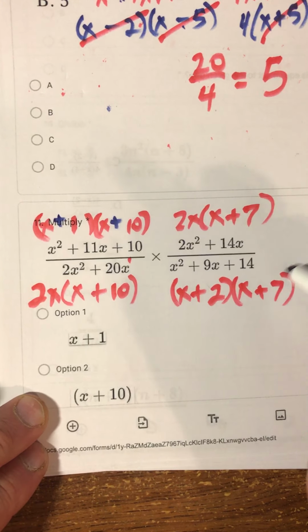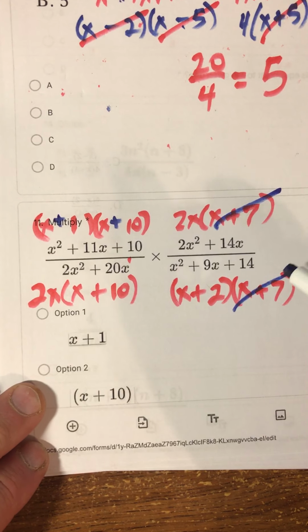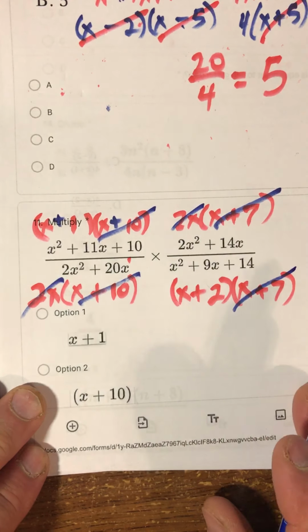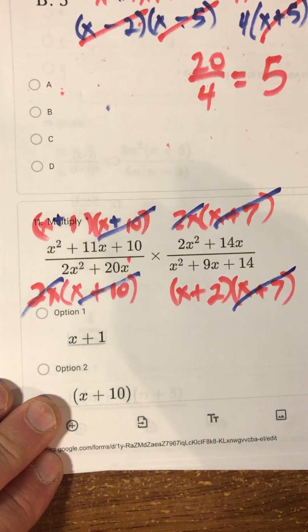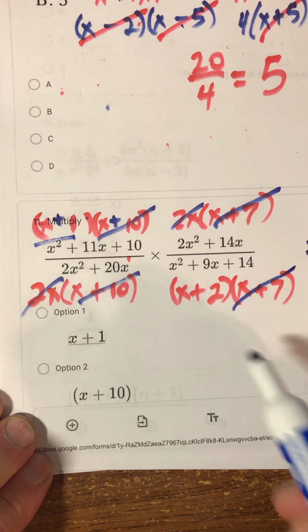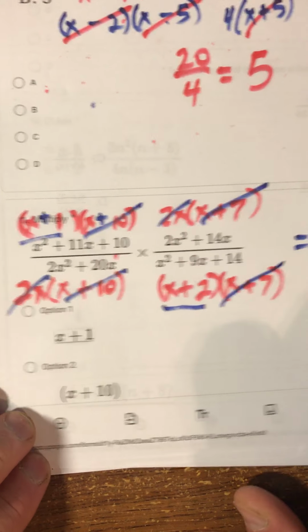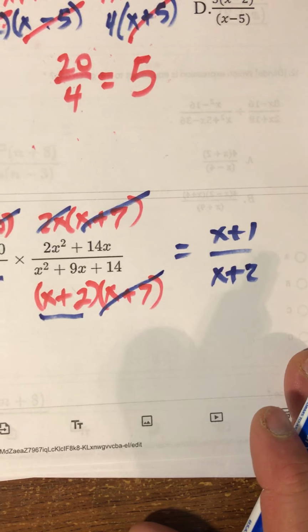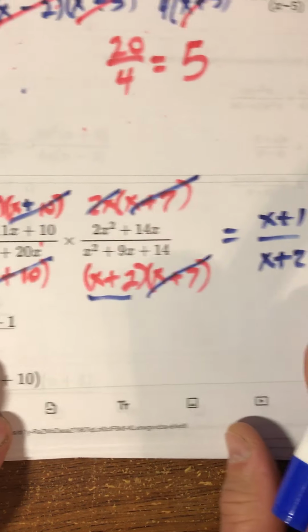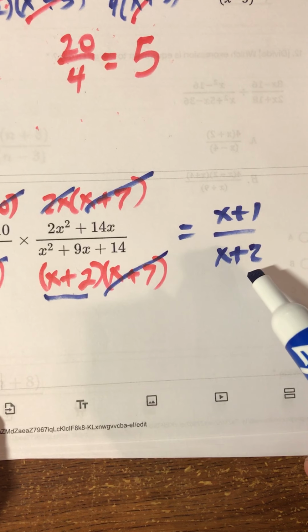I can see that I can reduce x plus 7, the x plus 10, the 2x, and the 2x, leaving me with what's left over, the x plus 1 over the x plus 2. Let me get over here. So after seeing what's left over, the x plus 1 and the x plus 2 leaves us with x plus 1 over x plus 2. Number 12.